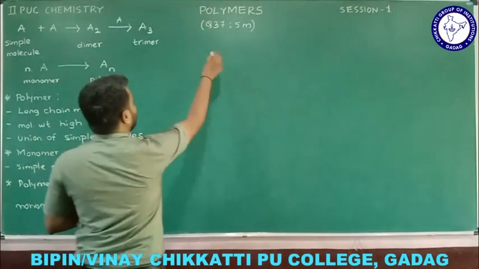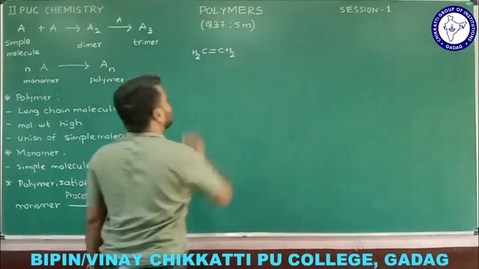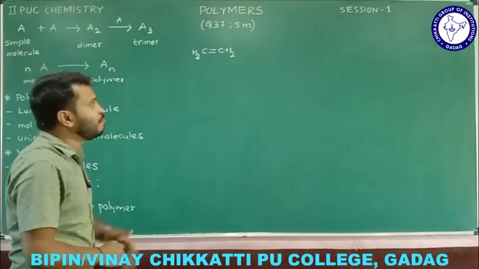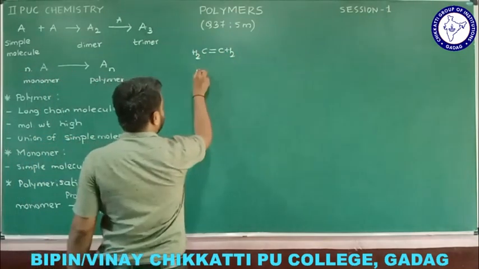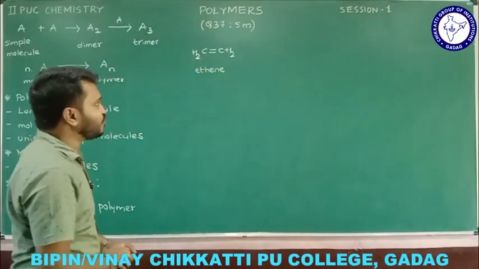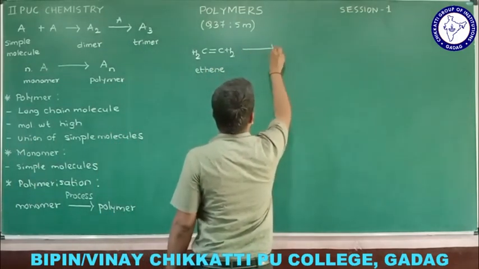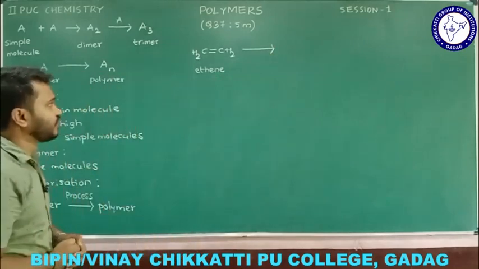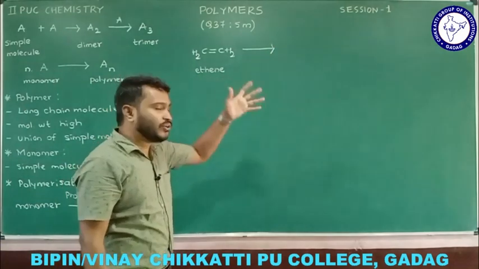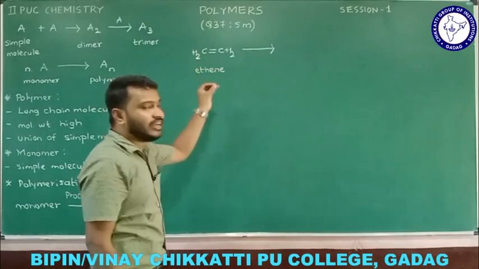So here I am going to write one example. Let me consider one simple example: CH2=CH2, carbon carbon double bond we have. This is the first member of alkene, that will be ethene, or you can call it ethylene also. Now I am going to consider this as the monomer. This is the simple unit. I told you already, if we have only one simple unit, you are not going to get a polymer. So you should have the same simple unit or single molecule in a large number.